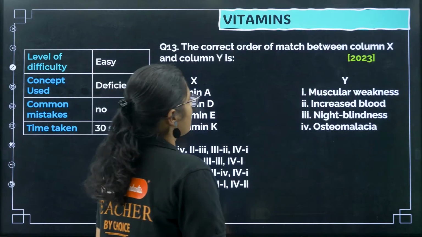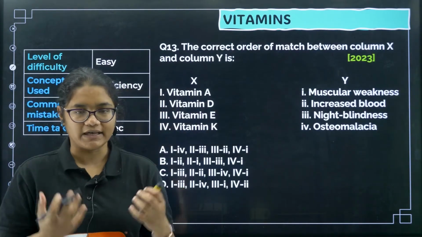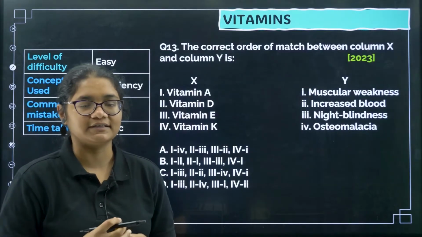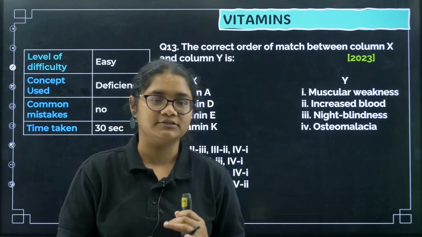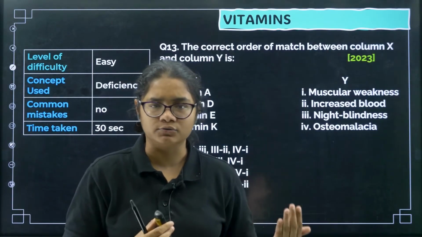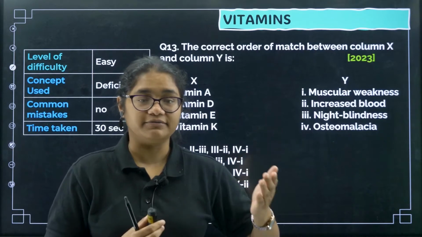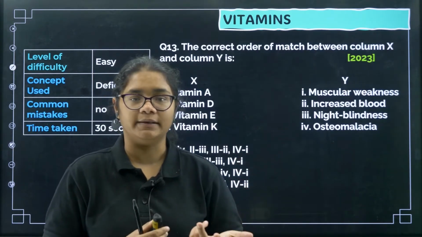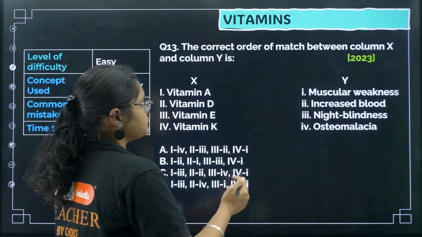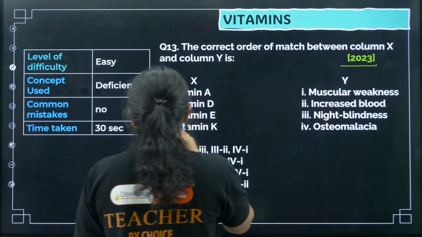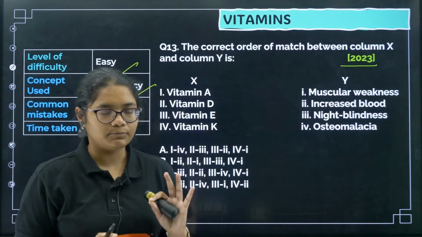Next, correct order of match between column X and column Y. So vitamins, one table is given about deficiency diseases, that is very important. Every year we get questions from that particular table, whether it is source or deficiency diseases or their chemical names. Okay, so everything you must remember properly. So this question was asked in 23. Okay, this is also very easy question on the basis of deficiency if you have remembered the table properly.